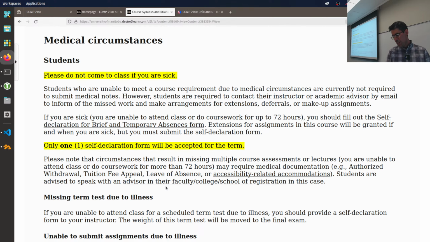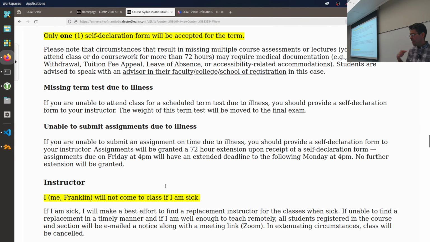If you miss the term test due to illness, give me that self-declaration form and the weight of the term test will be moved to your final exam. If you miss the term test, come and talk to me and I'll give you a copy of the term test at least so you're able to take a look at what kinds of questions you might expect to see on the final exam.